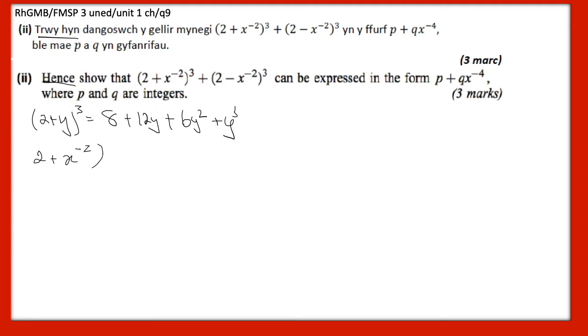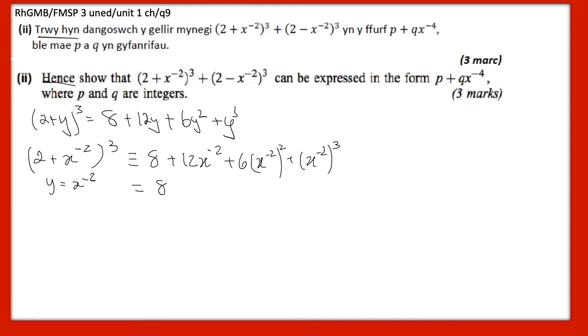2 plus x to the minus 2, all to the power 3. So clearly my 2's the same. In this particular case, that y is equal to x to the minus 2. So therefore this is going to be exactly the same as 8 plus 12x to the minus 2 plus 6x to the minus 2 squared plus x to the minus 2 cubed. Now don't make stupid errors here.